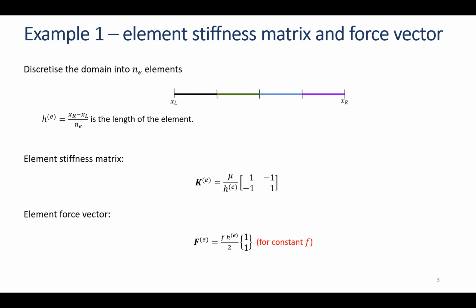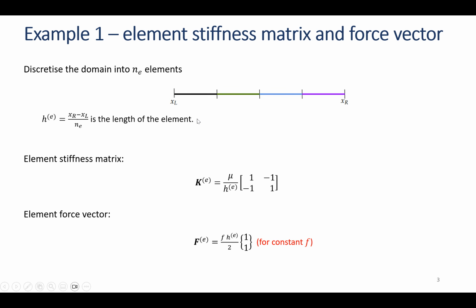Here we are assuming constant mu, that is the material property is the same for all the elements, and since we have uniform elements, the length of the element is also the same for all the elements. Here we are going to use a two-noded element, that is each element is connected to 2 nodes. That's why we have an element stiffness matrix of size 2 by 2. This is a symmetric matrix, and here mu is the coefficient which is constant.